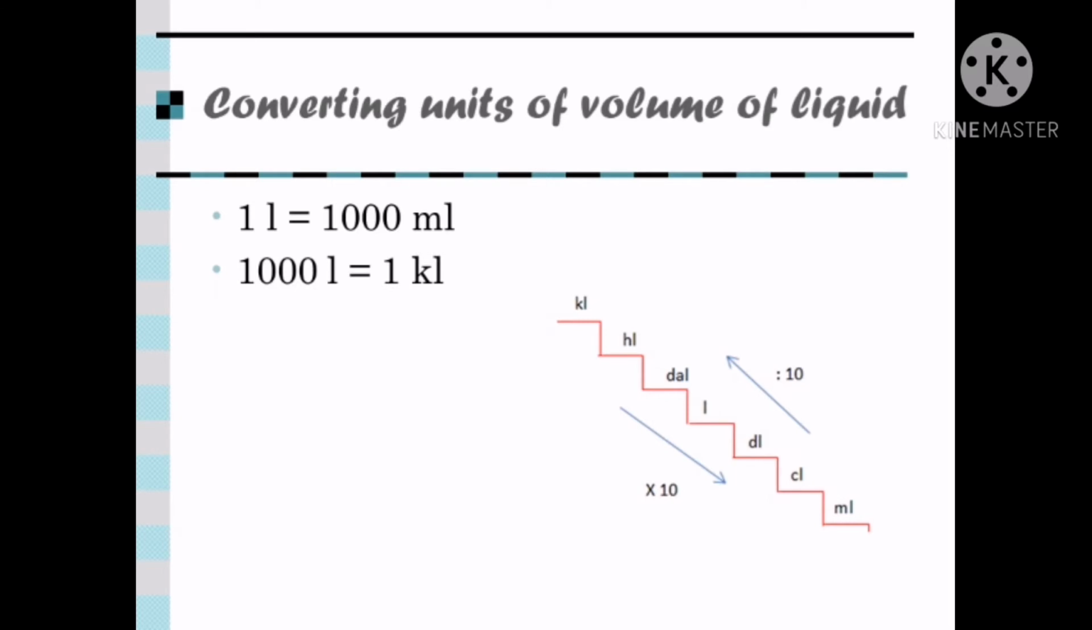1000 liters is equal to 1 kiloliter, because from liter to kiloliter you need to go up 3 stairs. So you need to divide 1000 by 1000, and 1000 liters equals 1 kiloliter.